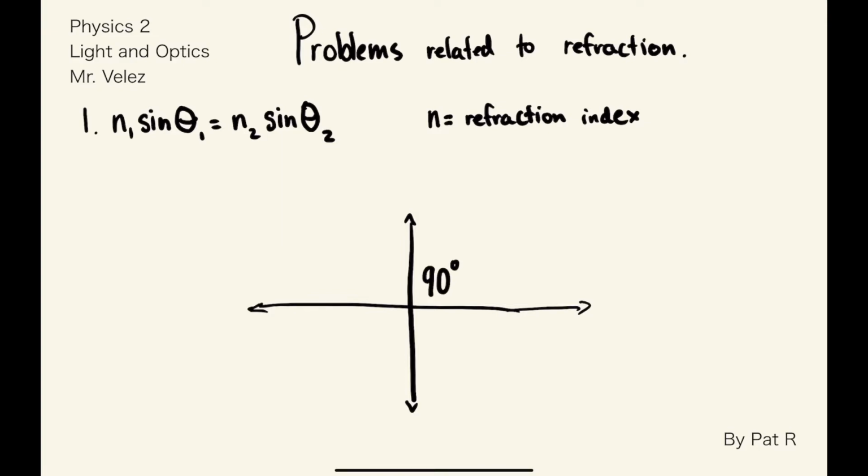Here's a light ray shown on a Cartesian plane. So here we have the x and y axes. We know that it's 90 degrees there. There's a light ray coming in from the third quadrant.